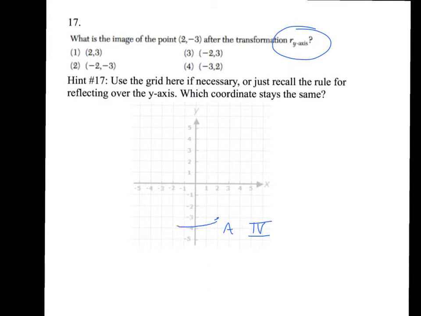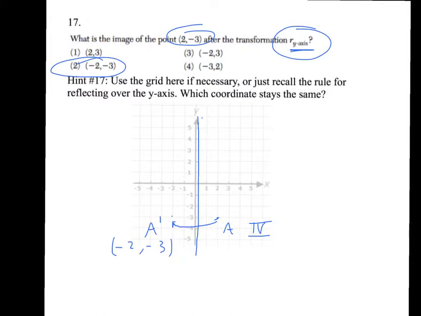When you reflect over the y-axis, it will flip it over the y-axis here, giving your answer over here at -2, -3. The much easier way to do it is just have that rule memorized. When we reflect over the y-axis, the y stays the same, but the x will change its sign.